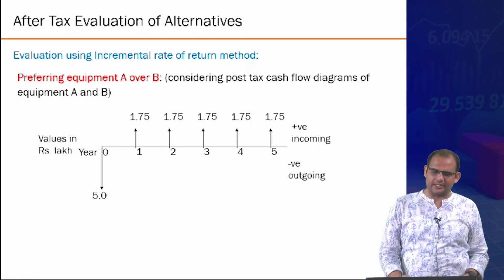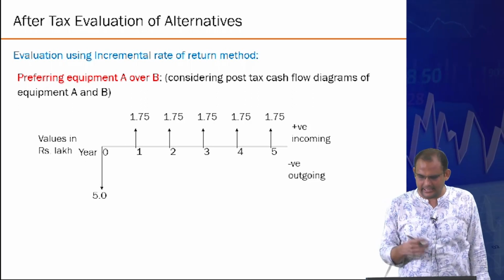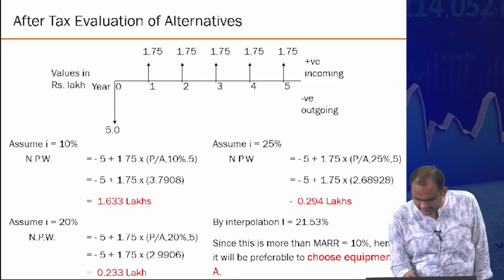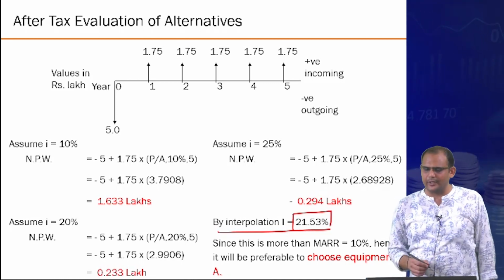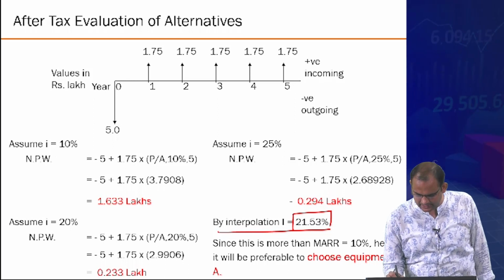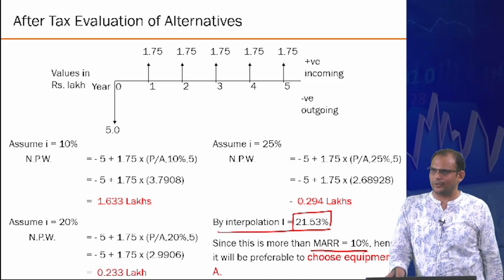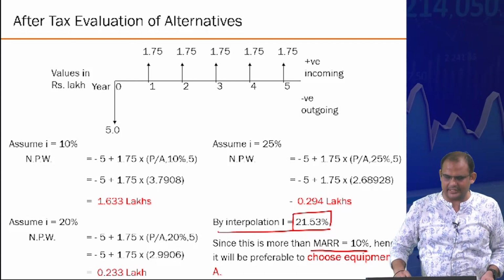You can also do this analysis on the IRR method. So you make an incremental series, you calculate the IRR by linear interpolation, and you will find that the IRR of this incremental series is coming out to be 21.53%, which is greater than your MARR of 10%. So you still end up choosing alternative A. This is just a reminder of some of the concepts that we have learned before.